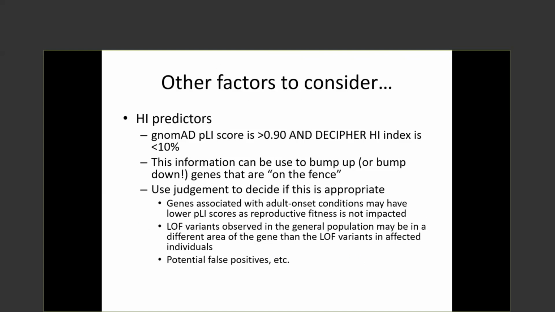So for example, a gene has enough evidence to score right in the middle of category 2 and 3. If the haploinsufficiency predictors suggest haploinsufficiency, the evaluation team might opt to upgrade to give it a score of 3. Caution should always be used, however, when deciding whether or not to incorporate this information. Think about things like genes that are associated with adult onset conditions might have lower pLI scores because reproductive fitness is not being impacted. Loss of function variants observed in the general population might be in a different area of the gene than the loss of function variants in the affected individuals, the potential for false positives, etc.